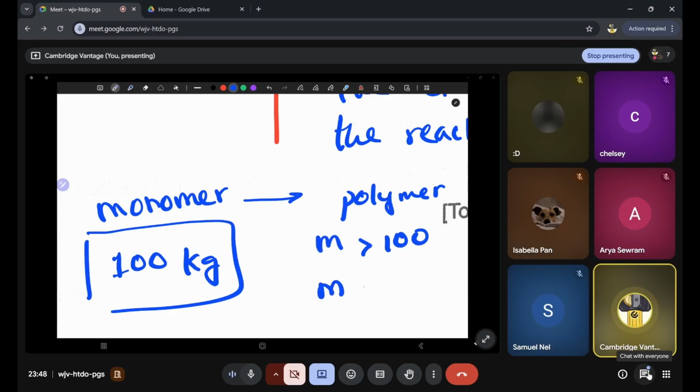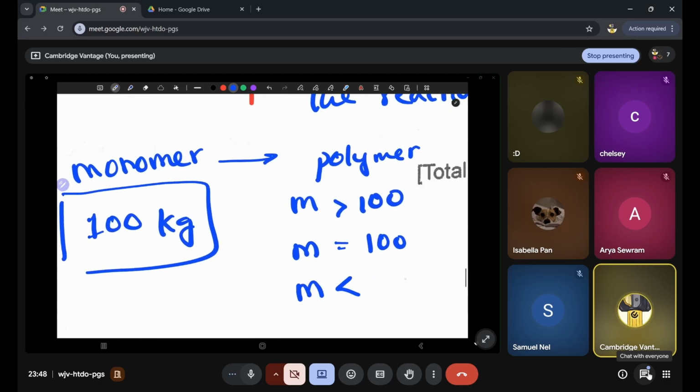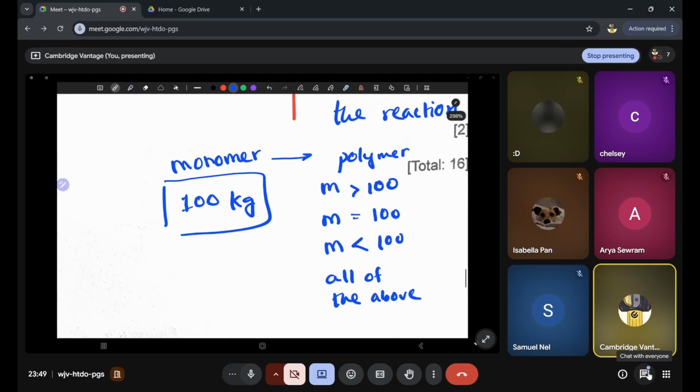Is it going to be equal to 100? Is it going to be less than 100? Or is it going to be all of the above, where it's not fixed at all? It could be either one of them. Can anyone answer this question? A monomer undergoes... yes, Liet, you are correct. You're saying it's going to be less.